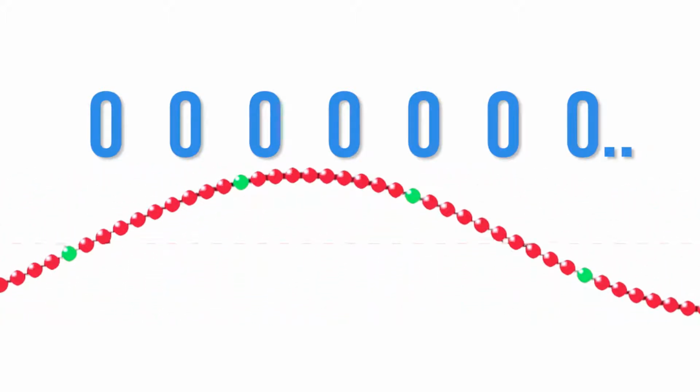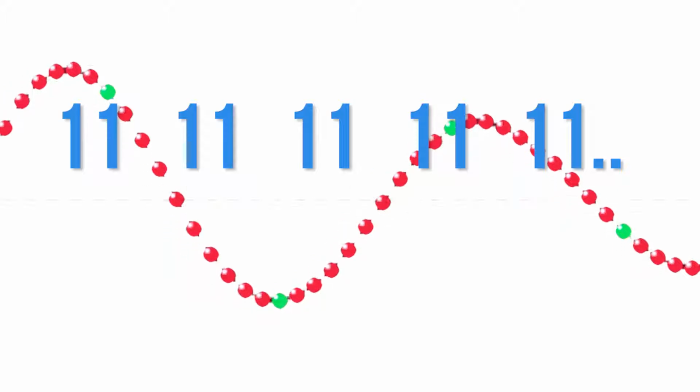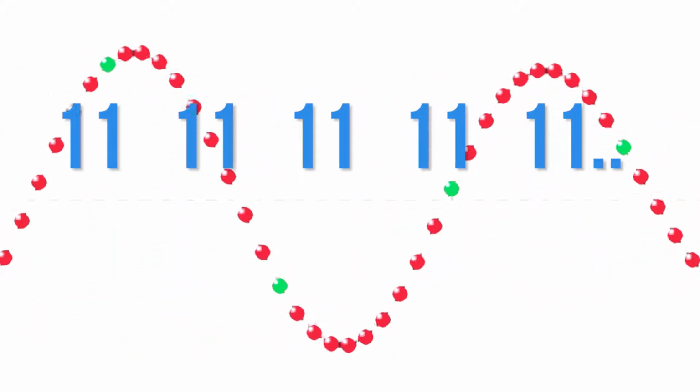And after all of this, you can still combine these changes to represent more data. A slightly higher hertz and a slightly higher amplitude might be a 1-1, and a slightly lower hertz, but still that same high amplitude, could be a 0-1.